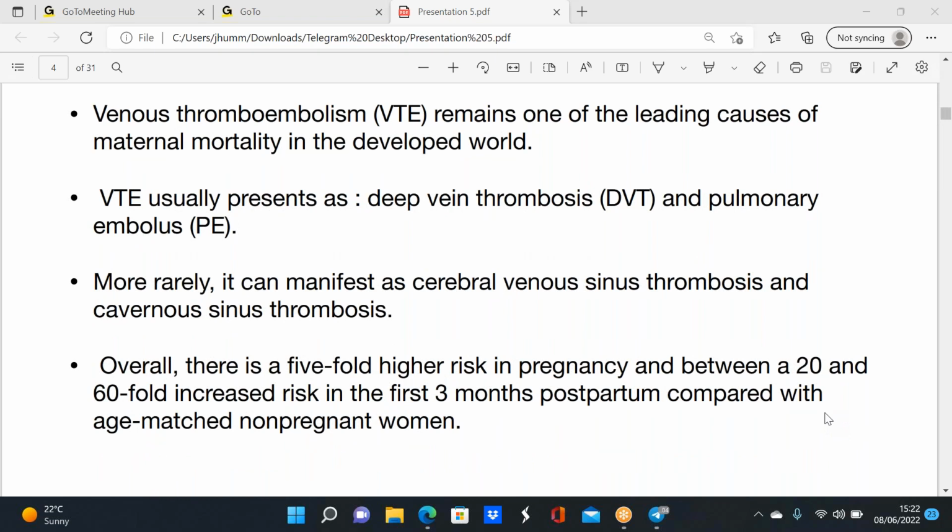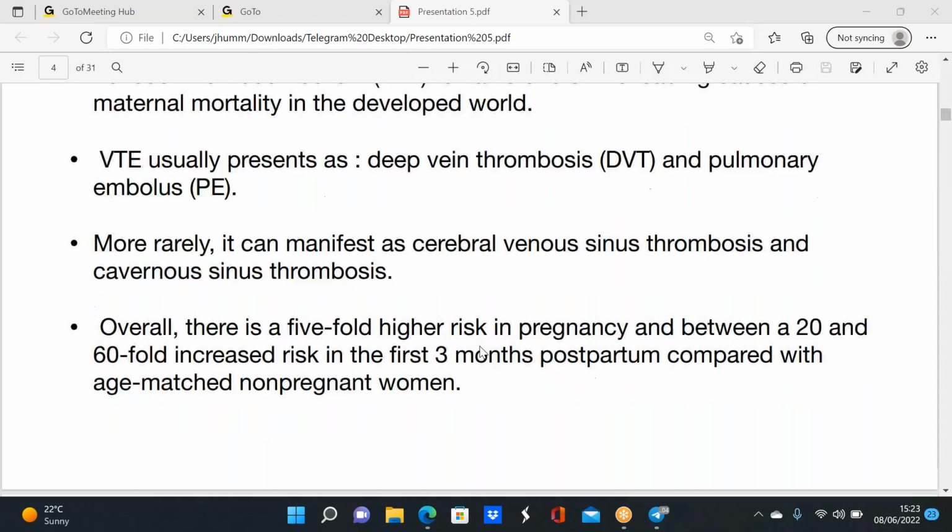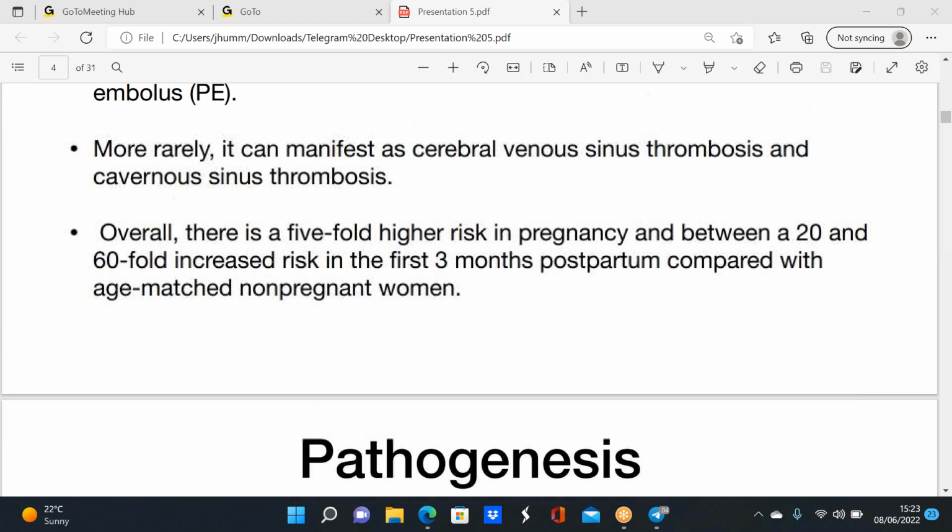Okay, so venous thromboembolism may present as DVT, deep vein thrombosis, and it may also present as pulmonary embolus. And rarely it can also be manifested as cerebral venous sinus thrombosis and cavernous sinus thrombosis. Overall, there is a 5-fold higher risk in pregnancy and between a 20 and 60-fold increased risk in the first 3 months postpartum compared with age-matched non-pregnant women. Okay, so overall the risk is very high.